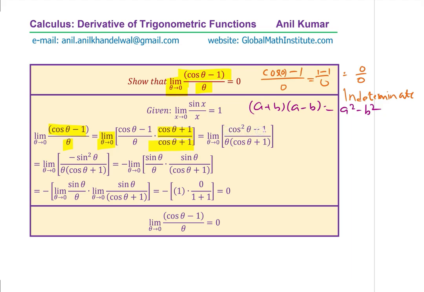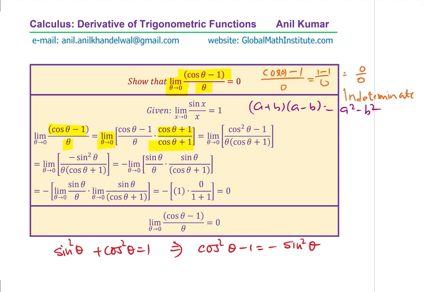So what is cos square theta minus 1? Well, you remember this relation, sine square theta plus cos square theta is actually equal to 1. But we want to find what is cos square theta minus 1. So let me take sine square theta to the other side. It becomes negative sine square theta.